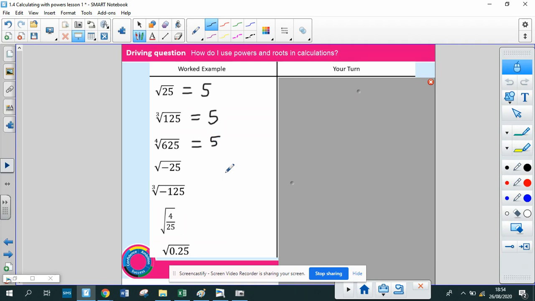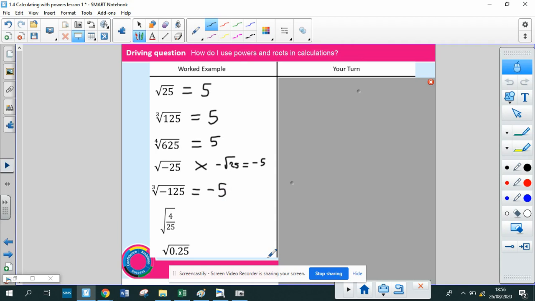What is the square root of negative 25? We can't square root negative 25. The reason being is if you multiply negative by negative, you end up with a positive, and if you multiply a positive by a positive, you also end up with a positive. You cannot square root a negative. There is no number squared that results in a negative. You could have negative root 25, which is different, and that would equal negative 5, because the square root of 25 is 5, and that's a negative root 25, but you cannot square root a negative. You can cube root a negative. Negative 5 multiplied by negative 5 multiplied by negative 5 would give you negative 125. So the cube root of negative 125 is negative 5.